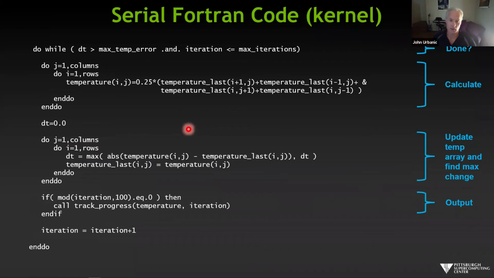Here's the Fortran version of it. It's exactly the same logic line for line. So once again, we have a while loop, and we're going to keep going until either our temperature quits changing by more than a hundredth of a degree, or until we run out of allowed iterations. Here's the loop that calculates a new temperature. Here's the loop that copies the temperature to temperature_last and also checks the worst case temperature change while it does that. And here's where we print out the results every 100 iterations.